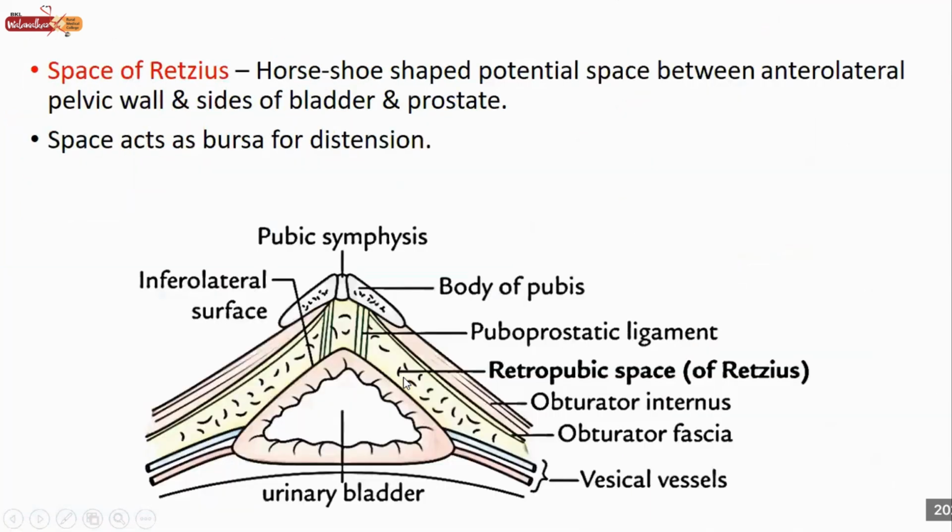Now coming to the space of Retzius. This is important for short notes and also for your MCQs. The space of Retzius is present behind the pubic symphysis and body of the pubis, and it is situated on the lateral aspect of the urinary bladder. The anatomical importance is that this space acts as a bursa for the distension of the bladder.